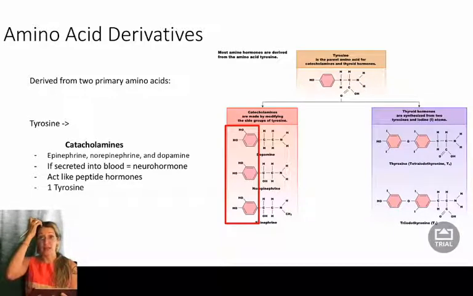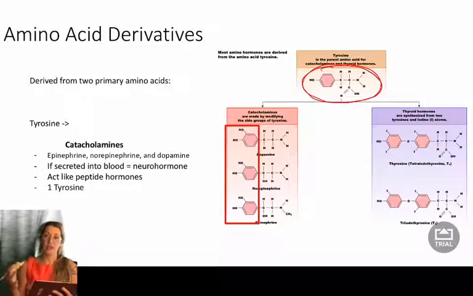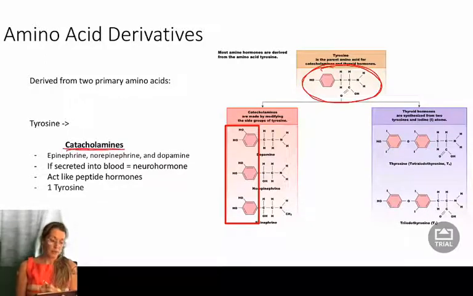Tyrosine, however, gives rise to a whole mess of things. So this up here is tyrosine. This is its chemical structure. And tyrosine can give rise to two classes of amino acid derived hormones. The first class is catecholamines. Catecholamines that you're probably familiar with are epinephrine, norepinephrine, and dopamine. So these are like feel-good stuff, and sometimes fight or flight things.